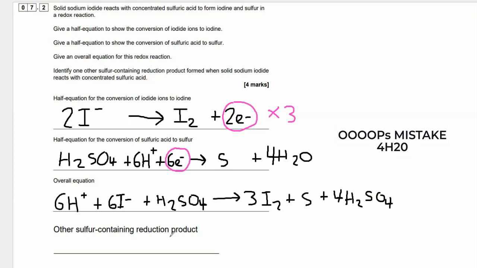What other sulfur-containing reduction product is formed? So identify over here, identify one other sulfur-containing reduction product formed when solid sodium iodide reacts with concentrated sulfuric acid. And of course, iodide is the best reducing agent out of the halides we study in AQA. So it gets quite a few extra products formed, and we can have sulfur dioxide or hydrogen sulfide. And either one of those will score you the marks. Let's move on.